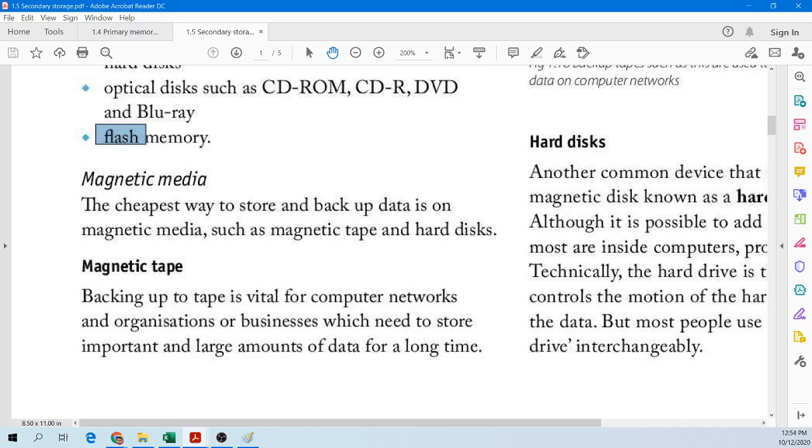Right. So Anicia, can you read for us? From magnetic media, yes. The cheapest way to store and back up data is on magnetic media, such as magnetic tape and hard disk. Magnetic tape. Backing up to tape is vital for computer networks and organizations, for businesses which need to store important and large amounts of data for a long time.